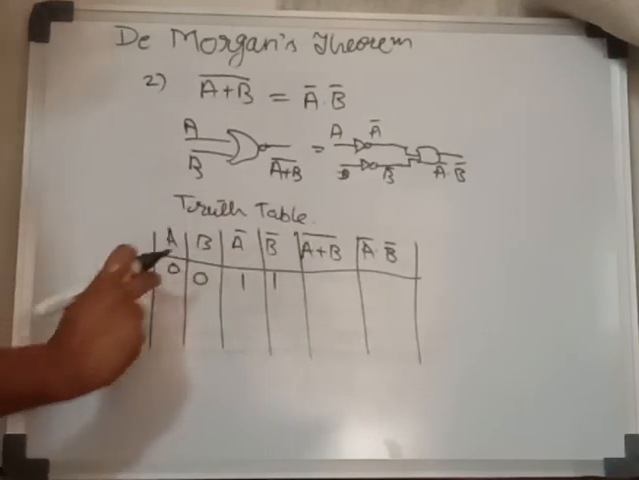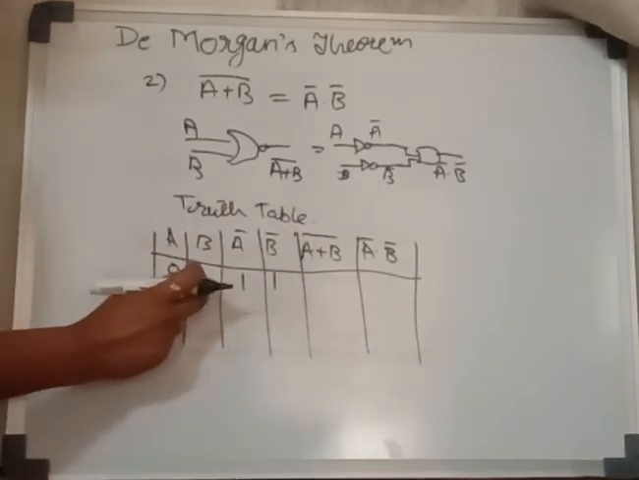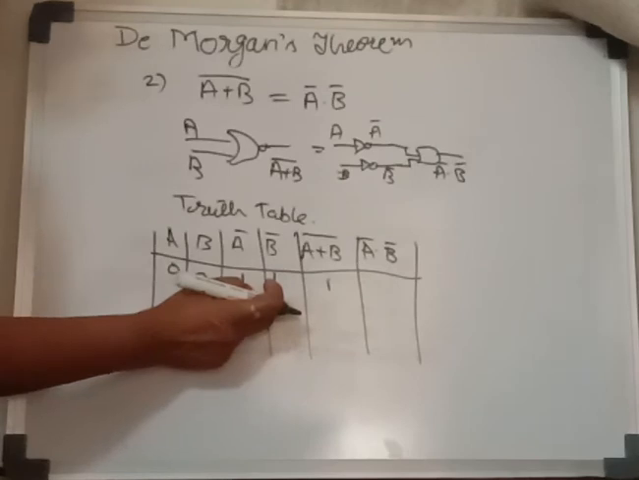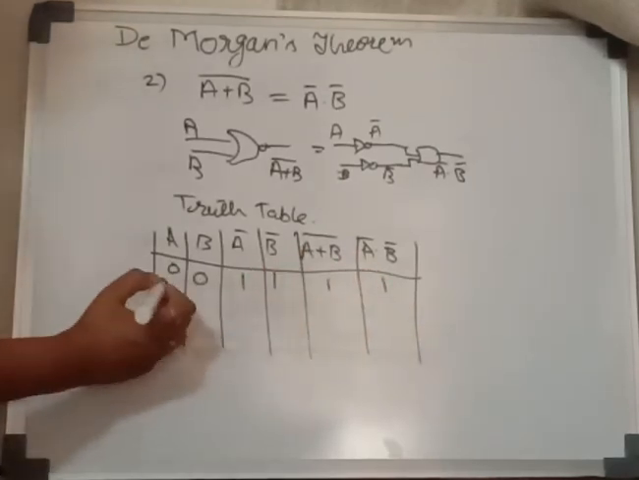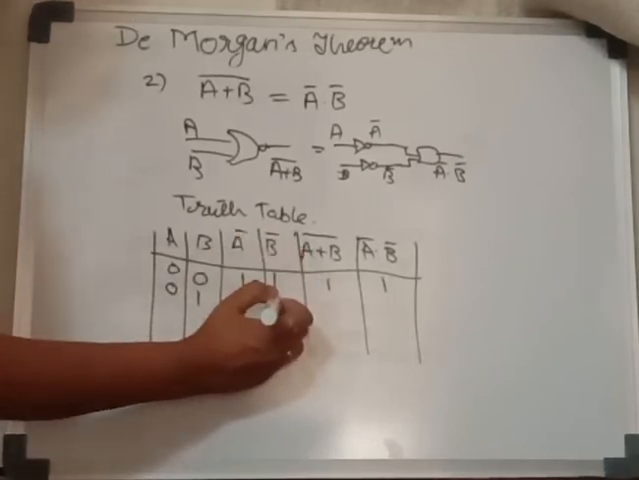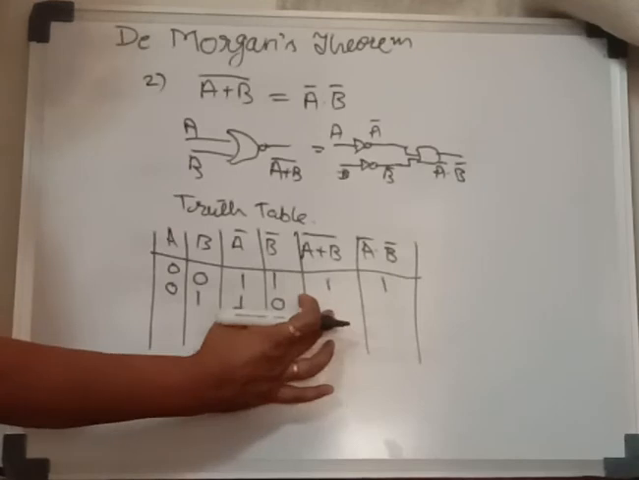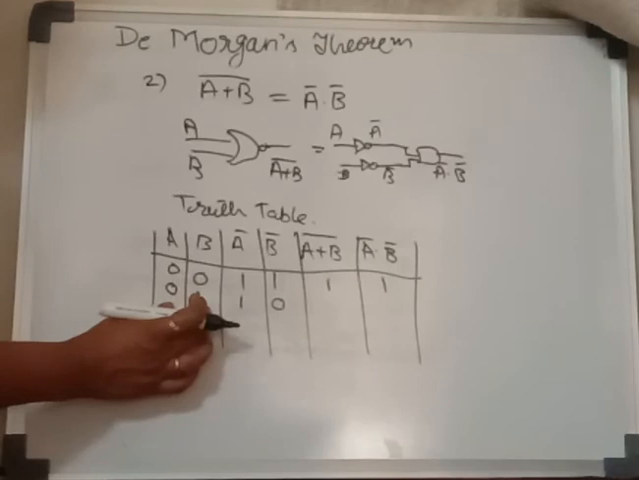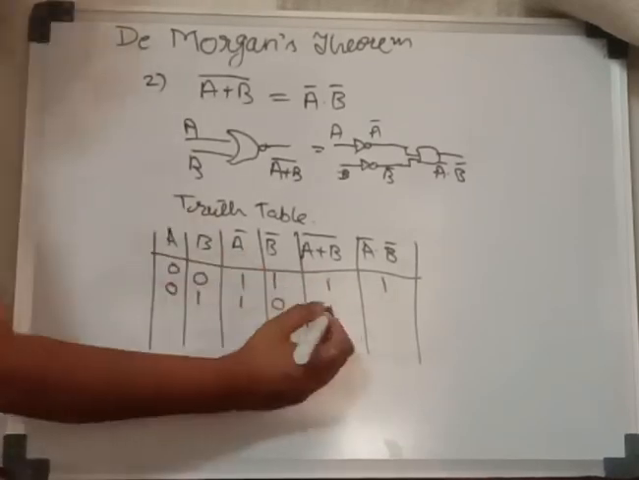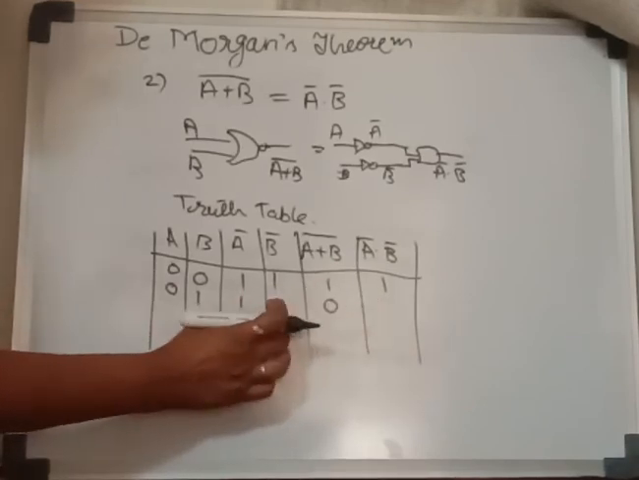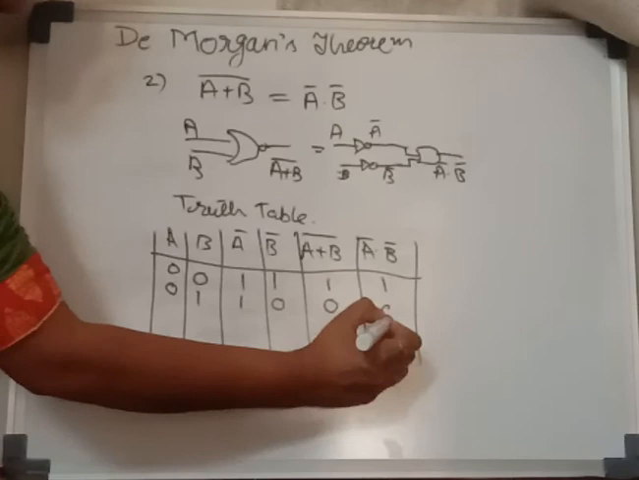Then A plus B negation, A and B both are 0. So OR of this is again 0 and its negation will be 1. Now negation of A is 1, negation of B is 1 and its product will be again 1. Now A is 0, B is 1. Negation of A will be 1, negation of B will be 0. Its sum of A plus B is 1 and its negation will be 0. Here negation of A is 1, negation of B is 0 and its product will be 0.